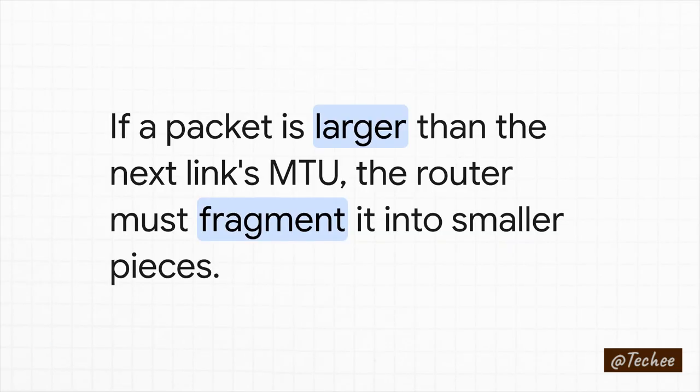So what happens if a packet is larger than the next network's MTU? Well, the router has to break it up into smaller pieces. This is a process called fragmentation. And it's what allows these large packets to travel through networks that can only handle smaller data sizes.